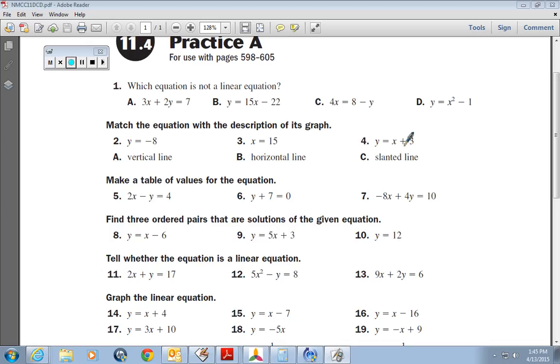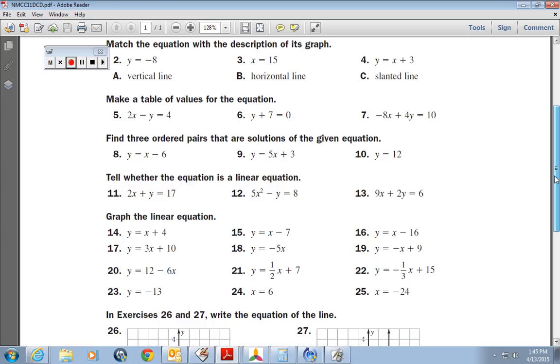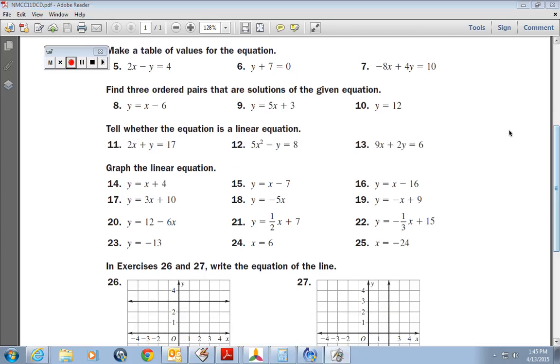Okay, so now on 5, 6, and 7 it says make a table of values for the equation. In the notes on Friday, their table is done horizontally, right? I showed you guys a T-chart. That's how I teach it. I teach a T-chart when we're graphing. And what a T-chart looks like, I'm going to do this. A T-chart looks like this. A T, and then we do X for the input and Y for the output.